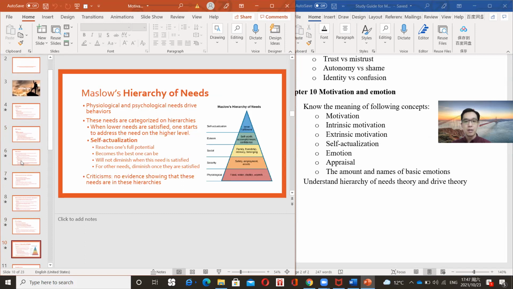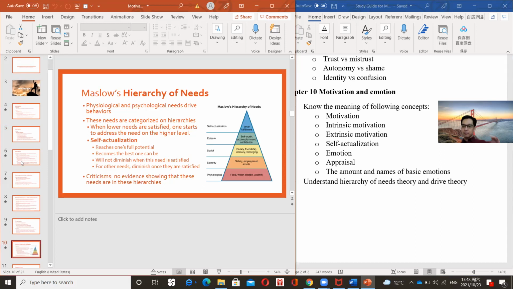Abraham Maslow. So self-actualization is the top need in his hierarchy. In his theory, there are different kinds of needs that people need to satisfy. And those needs are on hierarchies. There are 5 hierarchies.